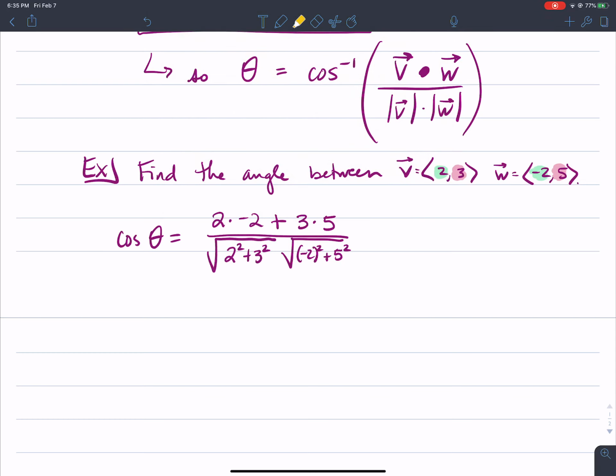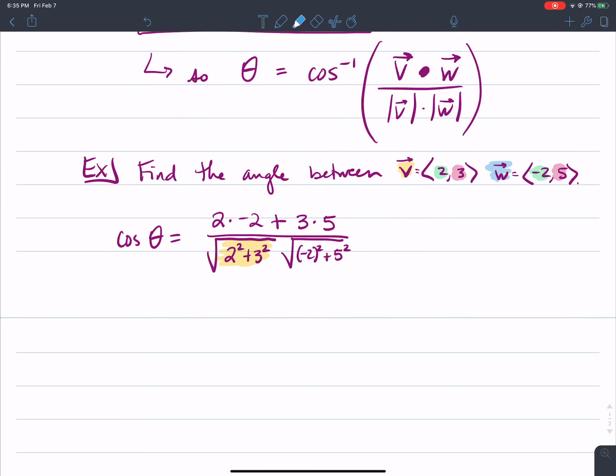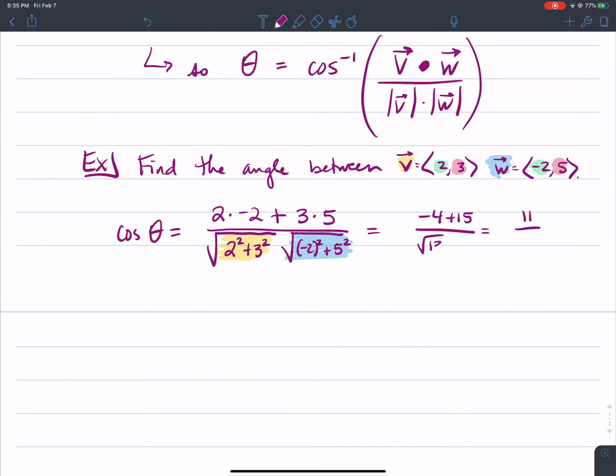Okay, so v is right here, and then w is right here. We're finding the magnitudes there. All right, and then you're going to simplify. So up top we get negative 4 plus 15. In the bottom, so that's 11. And at the bottom we get square root of 13 and square root of 29. So altogether, that's the square root of 377.